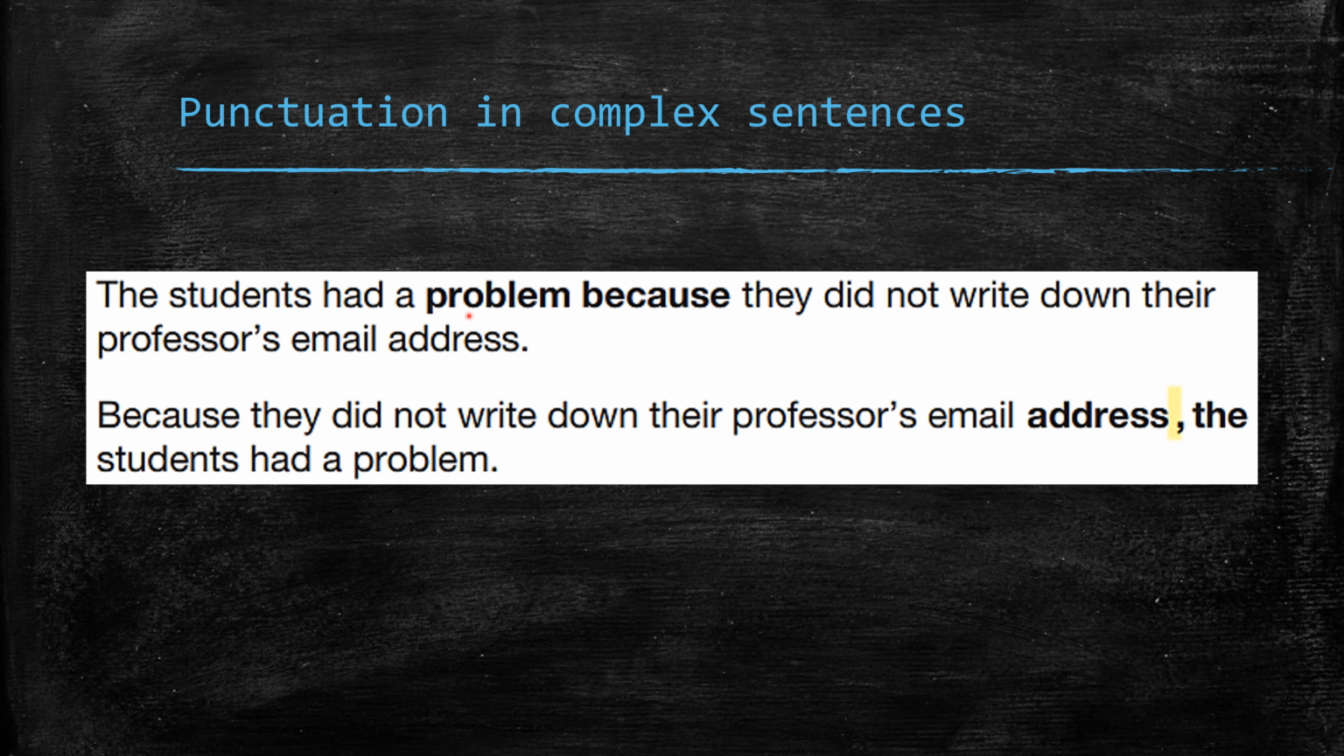The student had a problem because they did not write down their professor's email address. So here we have our independent clause. This is because. Because is our dependent adverb clause. Okay? So when the independent clause is first, we do not use a comma and we write down the dependent clause right after. In the other case, because they did not write down their professor's email address, comma, the students had a problem.